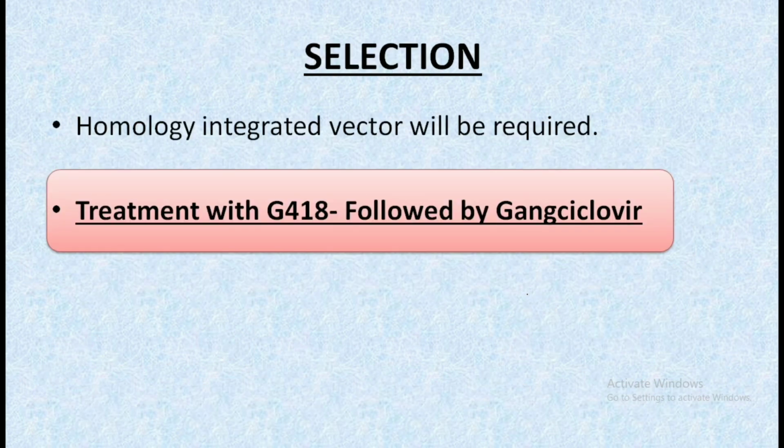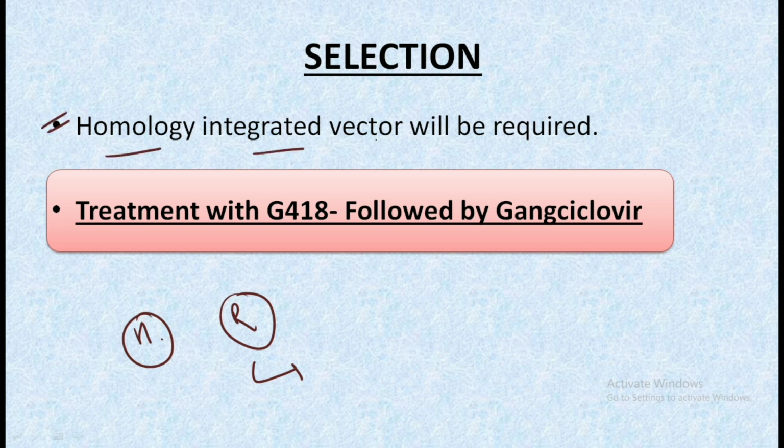So now let's talk about the selection. So what is selection? When we have performed the homologous or the random integration, after that we would have to select some type of the vectors, or we would have to select the products that have been formed. So in this the homologous integrated vectors would be required. That is, when we select the vectors or the actual products, we have to select the homologously inserted vectors.